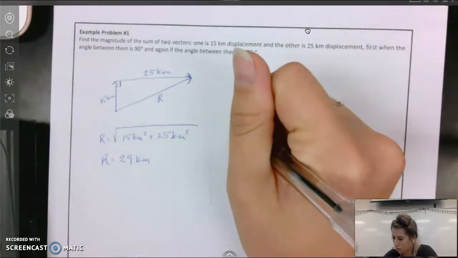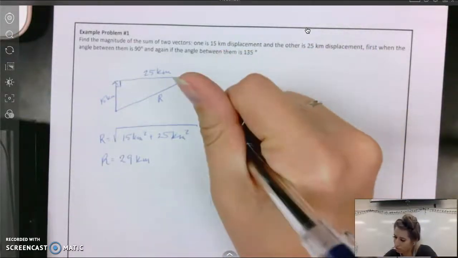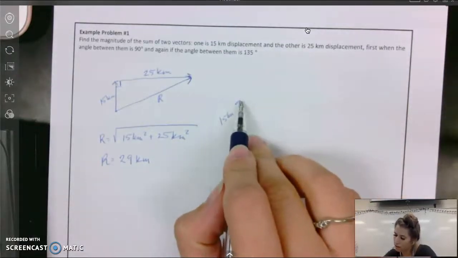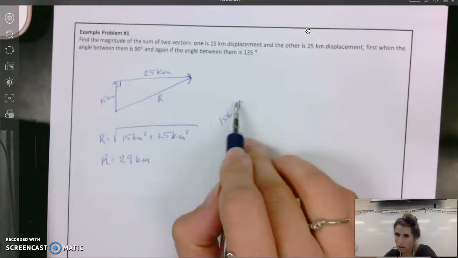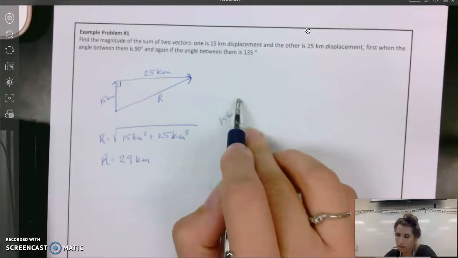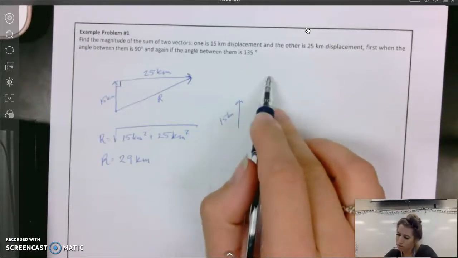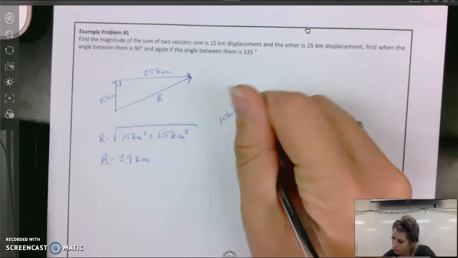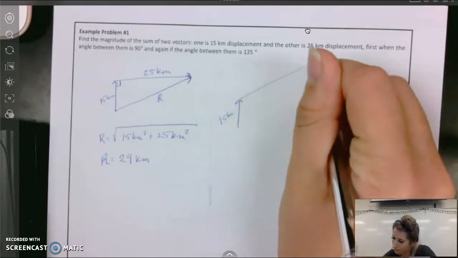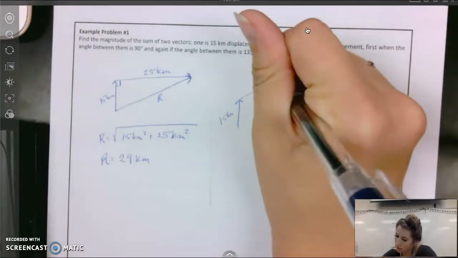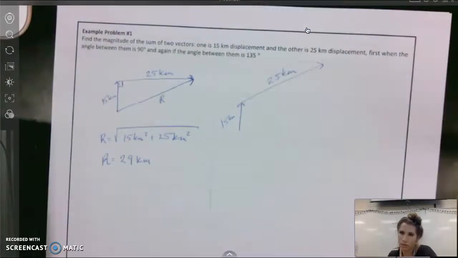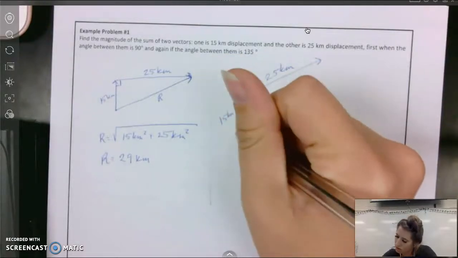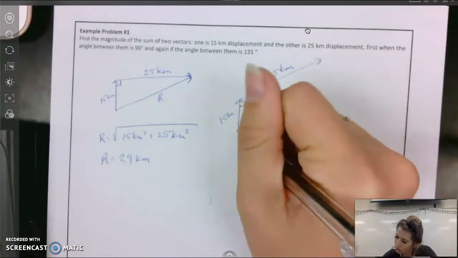So we can keep the 15 the same. Okay, but now instead of 90, here's 180, right? And so somewhere in this range-ish. Okay, there's my 25 kilometers, and the angle between them is 135. Okay, and here's the resultant.